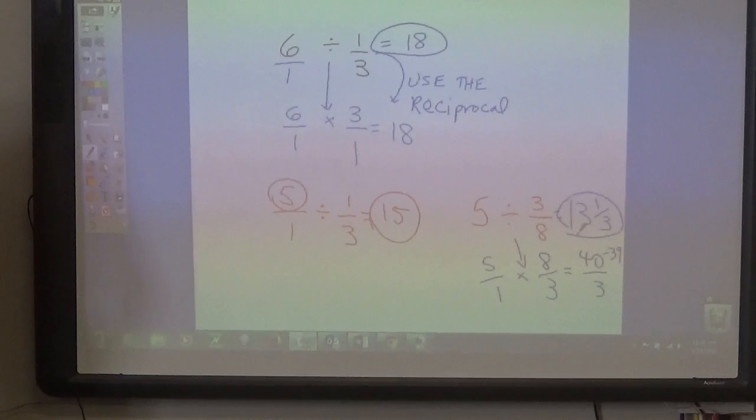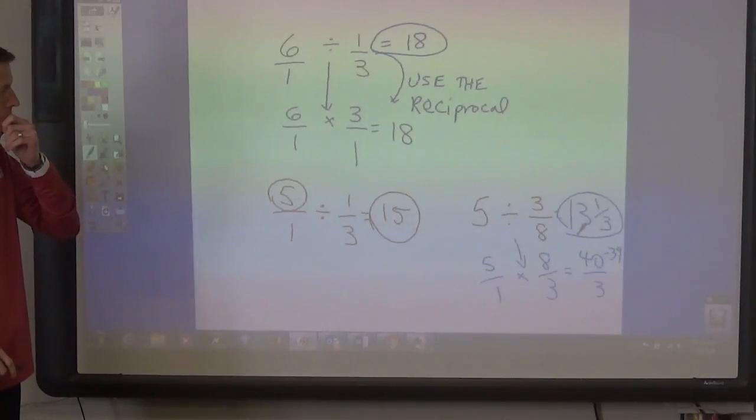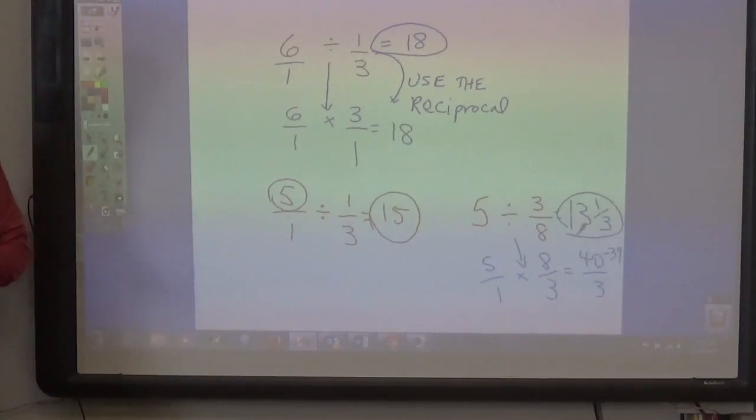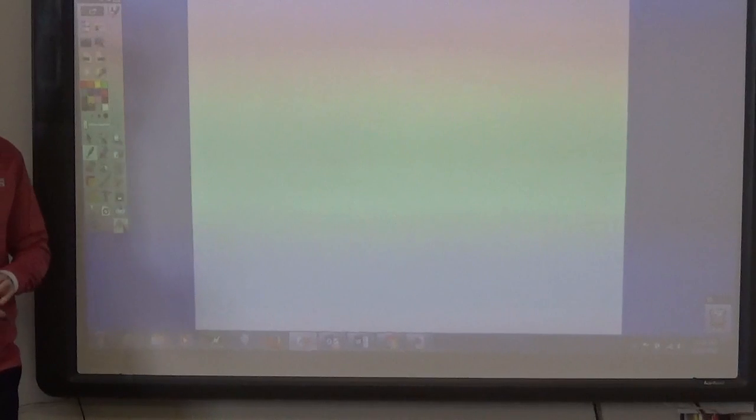Questions? Yes? For the first question that we did, 6 divided by 1/3, what if the answer was originally 3/6? Did you have to do the thing that we did yesterday to make them into smaller numbers? Oh, reduce it? Yeah, reduce. Yeah, you would. Let's do a couple from your assignment. Okay?